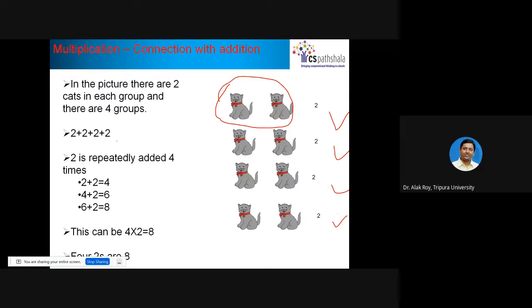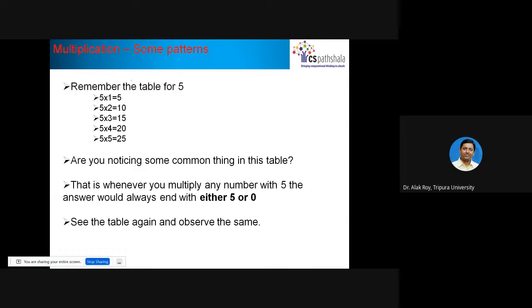So in class 3 and 4, they have shown us that after adding the same number multiple times, they get a multiplication table. Okay. So here 2 is repeatedly added 4 times to get 8. So multiplication has a connection with addition. Similarly, in the table of 5, the multiplication, there is a pattern.